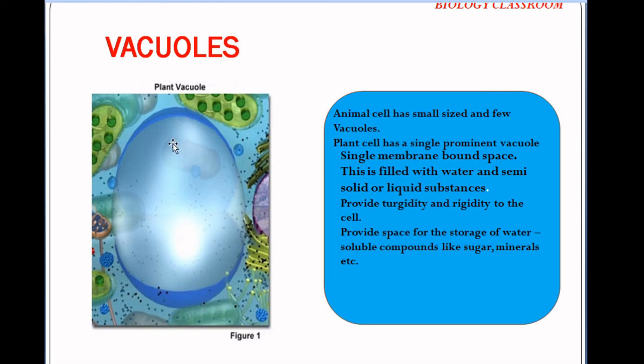So this is all about ribosomes and vacuoles. These are small cell organelles, but they are very important for the cell. In our next lecture, we will study cell division. That's a very important topic.